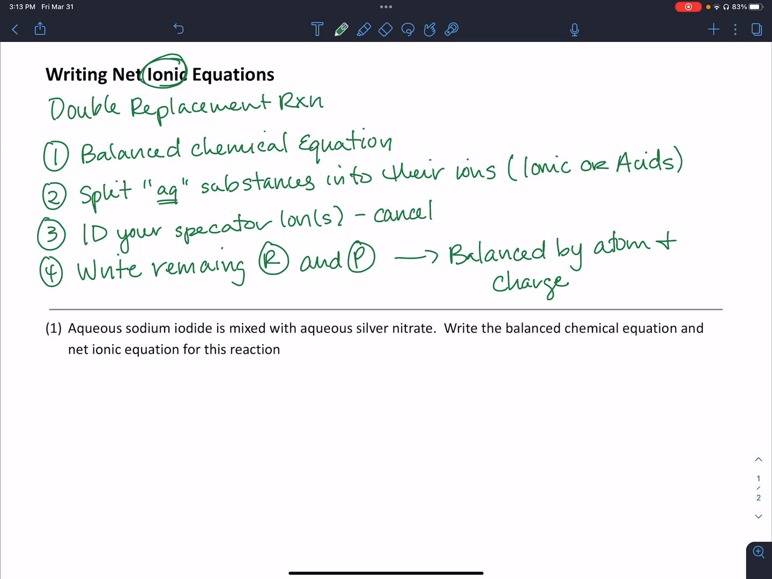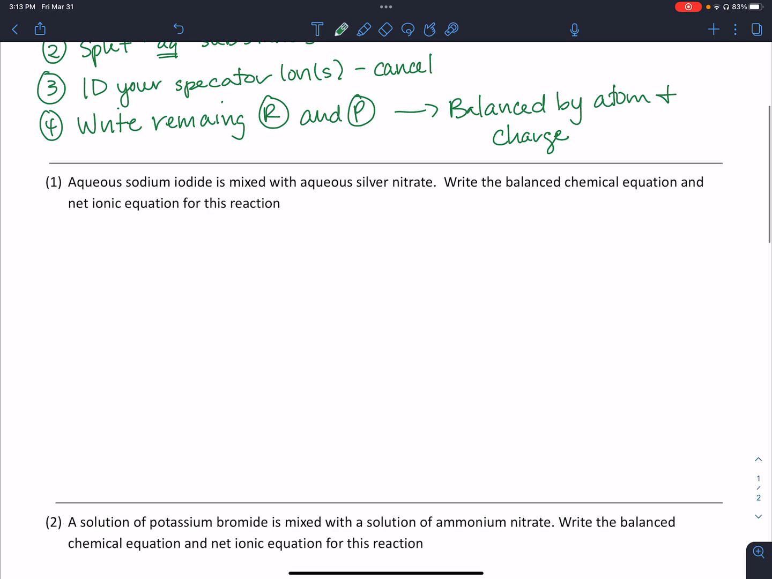All right, so let's try a couple of these. For our first one, we've got aqueous sodium iodide mixed with aqueous silver nitrate. Right, the balanced chemical equation and then the net ionic equation.